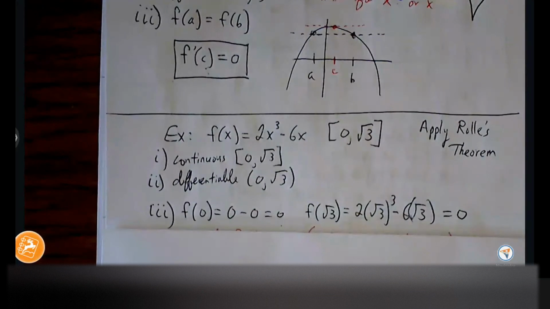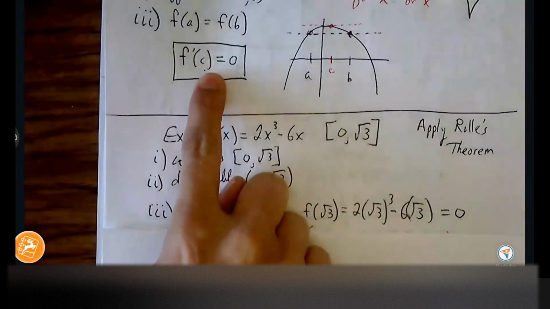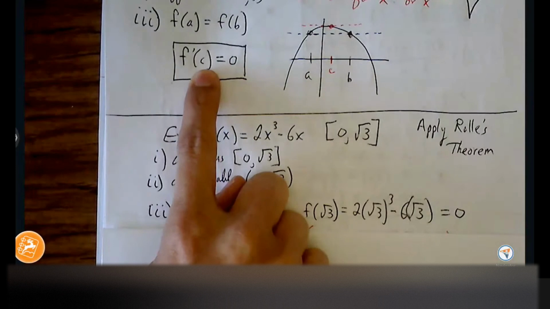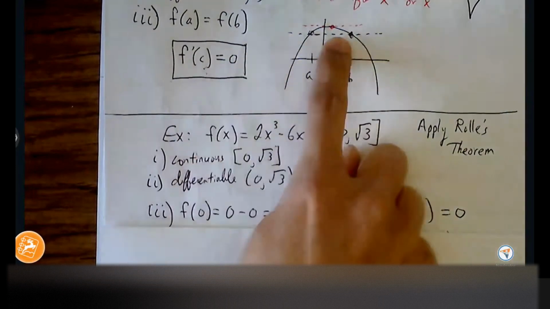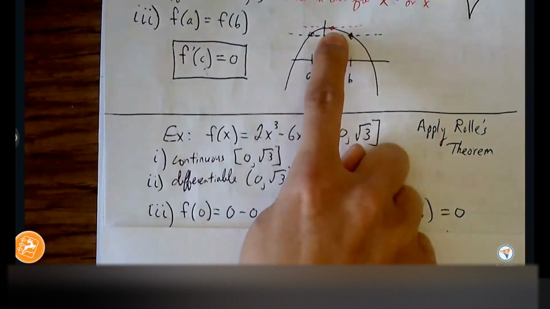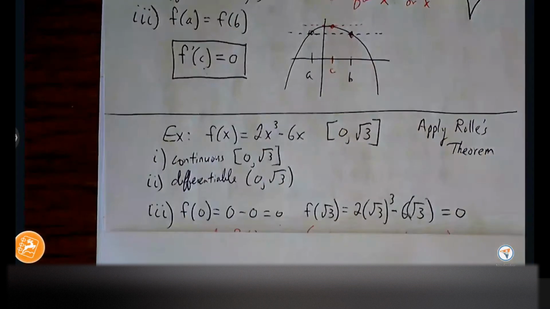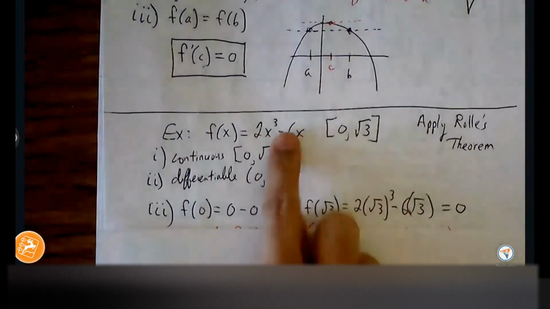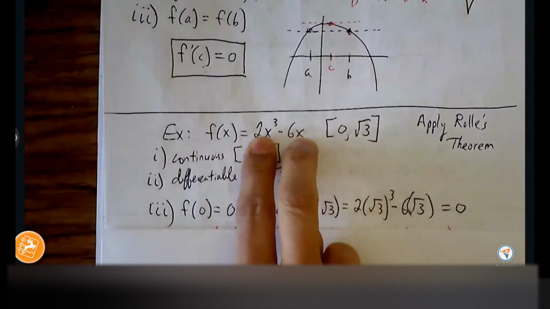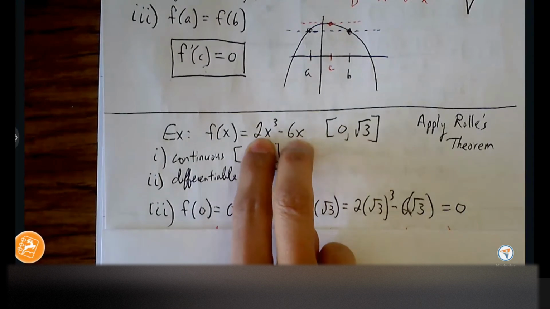Okay, so all up to this point, we're just making sure that our conditions are met. So now we can move on to our calculation, right? We're going to find the derivative, set it equal to 0, and that will help us find that location. Okay, so f prime, we go through the power rule. Set the derivative equal to 0, solve for x.